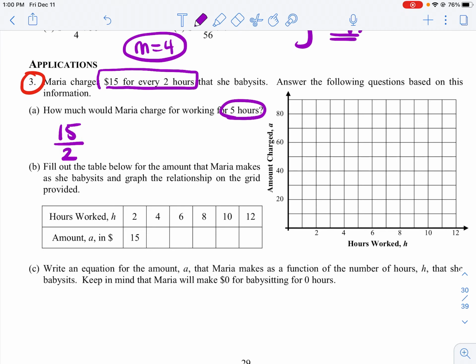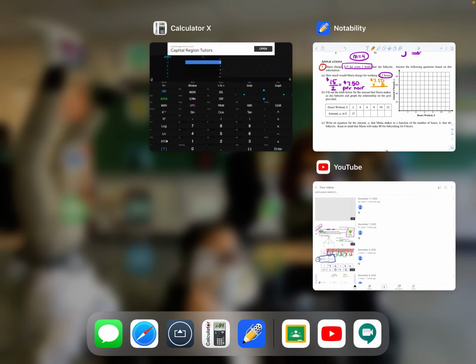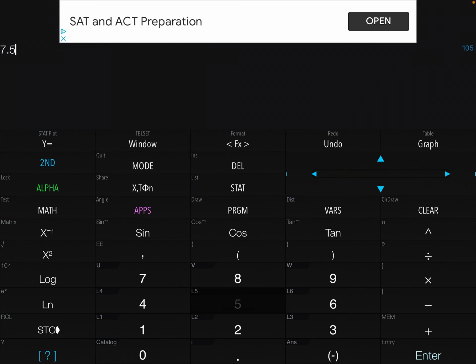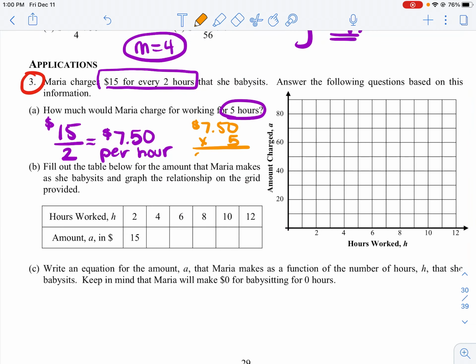I'm going to take $15 and divide it by 2 hours. So she gets $7.50 per hour. That's her hourly rate. And then she gets $7.50 times 5 hours. Okay, so if you multiply that out, let me get my calculator out for us. So 7.5 times 5, not a great hourly rate, just want to say that. She would make $37.50 if she babysat for 5 hours.